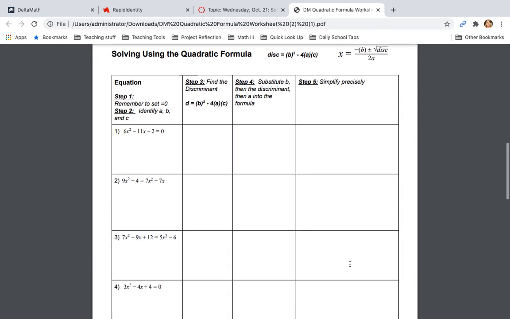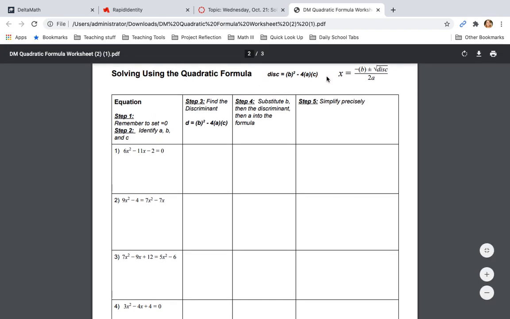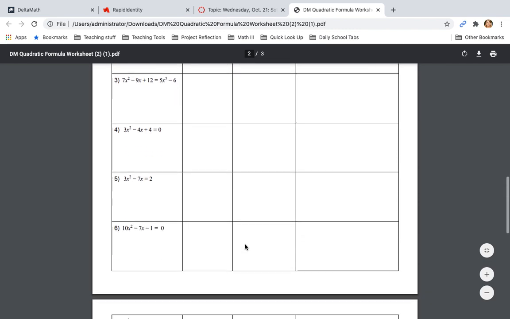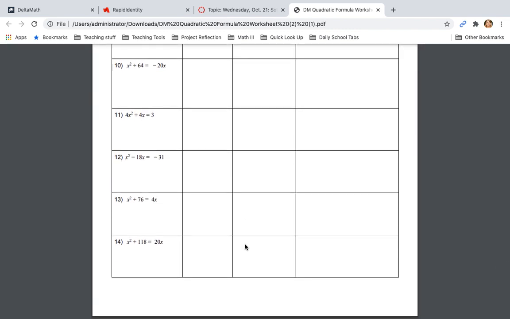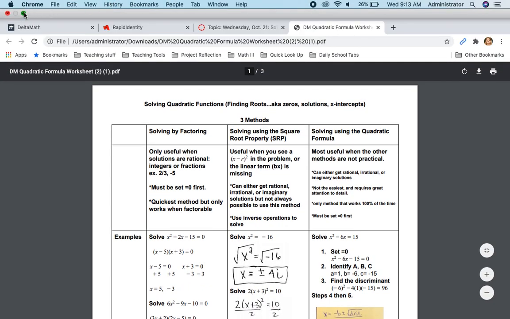So this is the worksheet that I'm getting ready to put under the document camera and work out. Again, I have the formula up here. The discriminant is your b squared minus 4ac. And you're just going to substitute and simplify. I'll be working out 7 of the problems in the video, and your job is to complete the remaining problems.